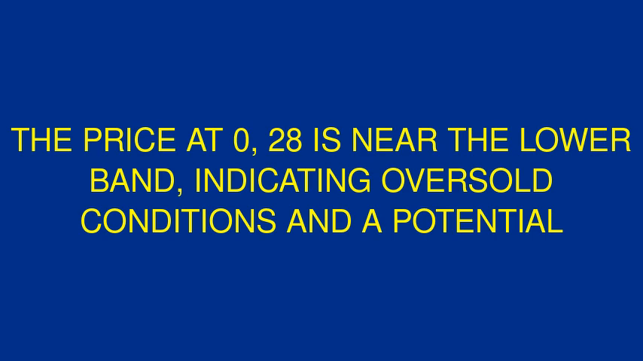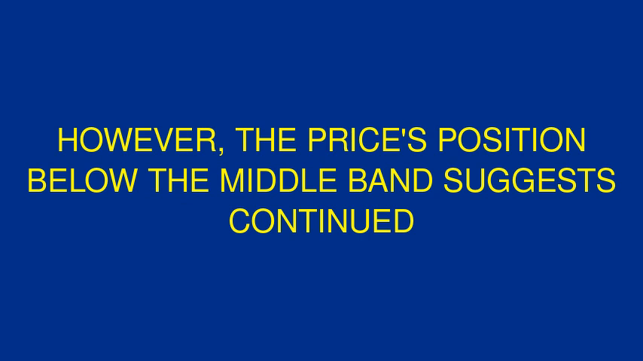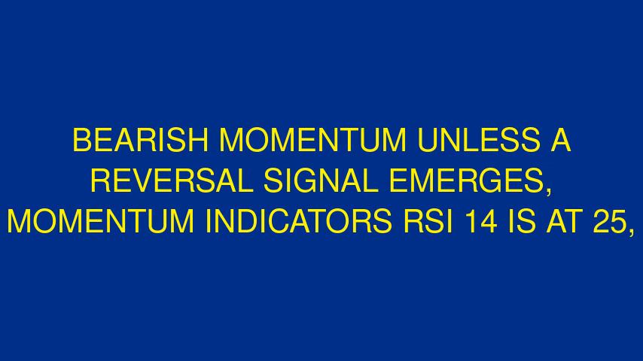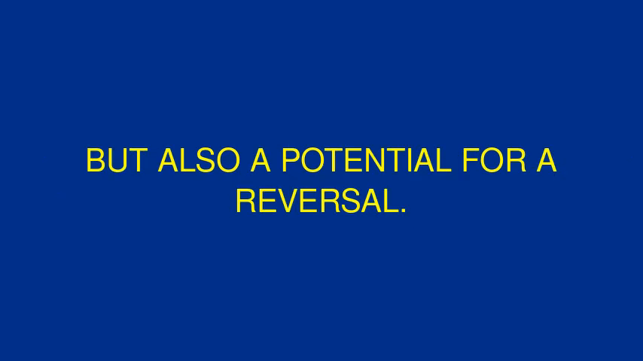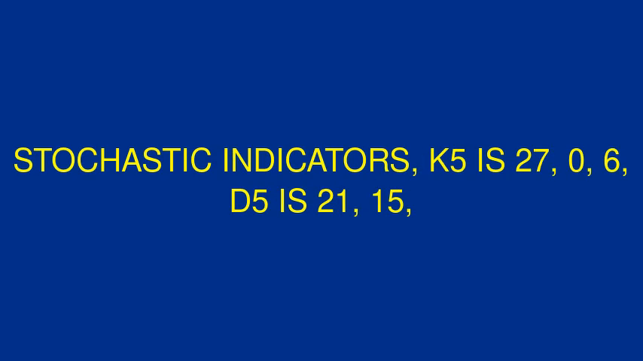The price at 0.28 is near the lower band, indicating oversold conditions and a potential for a near-term bounce. However, the price being positioned below the middle band suggests continued bearish momentum unless a reversal signal emerges. Momentum indicators: RSI 14 is at 25.32, in oversold territory, below 30, signaling strong downward momentum, but also a potential for a reversal. Stochastic indicators, K5 is 27.06, D5 is 21.15, showing a weak signal near oversold levels.